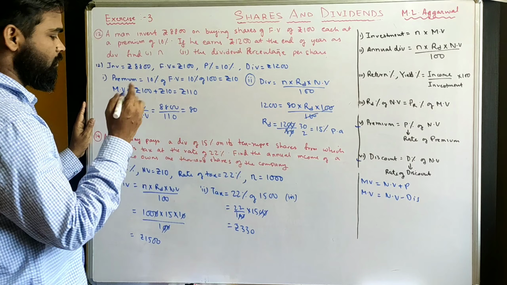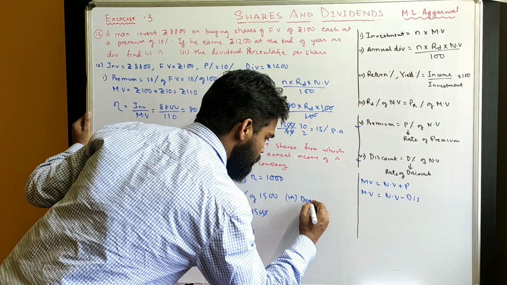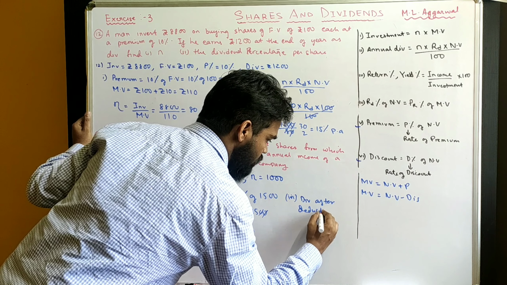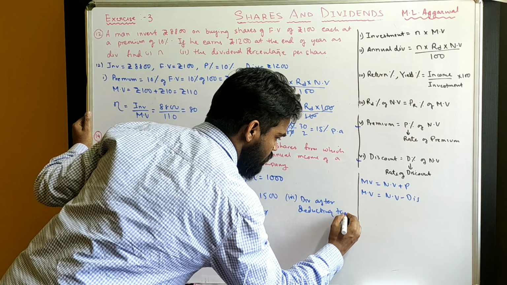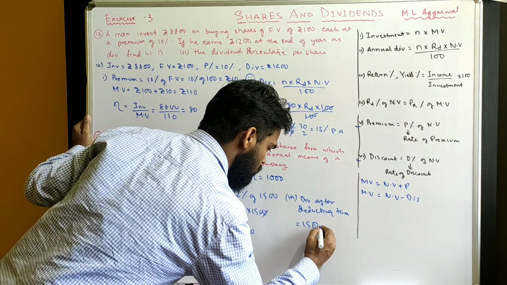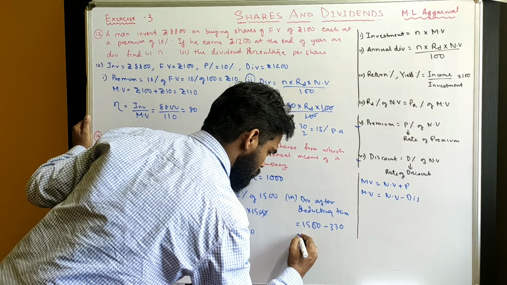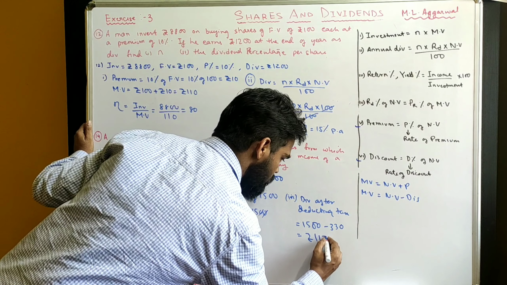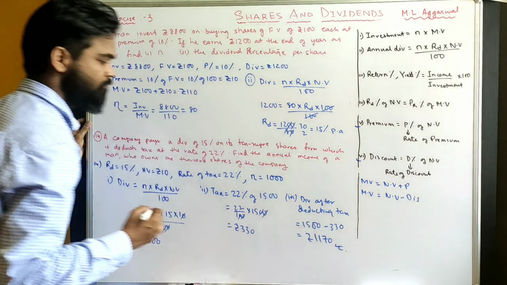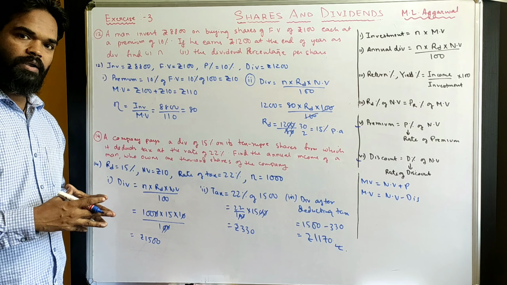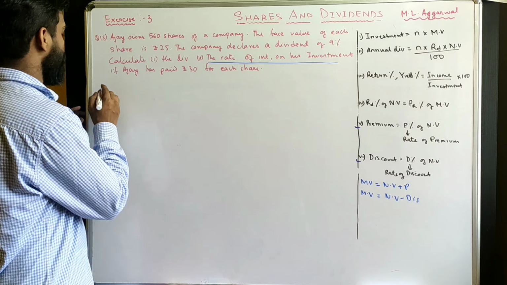Which means find the annual income. So dividend after deducting tax will be what he had originally minus 330. That's 1170. Done. Is it clear? Now let us look at the next sum. Now look at question number 15.